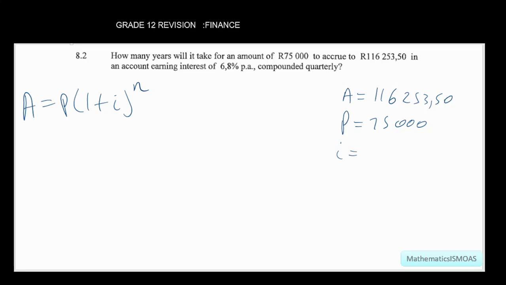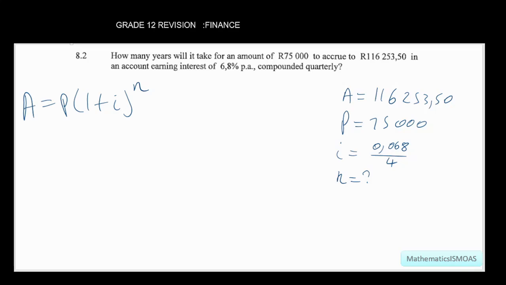Our i will be equal to 6.8% divided by 100, which is 0.068. But this is compounded quarterly. Therefore, we divide i by 4. And n, the number of years, is what we are calculating. But since this is compounded quarterly, in place of n it will be 4n. Divide i by 4, multiply n by 4.